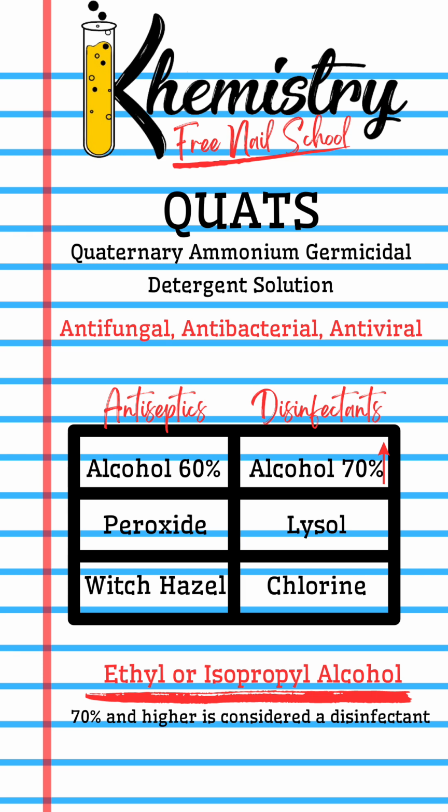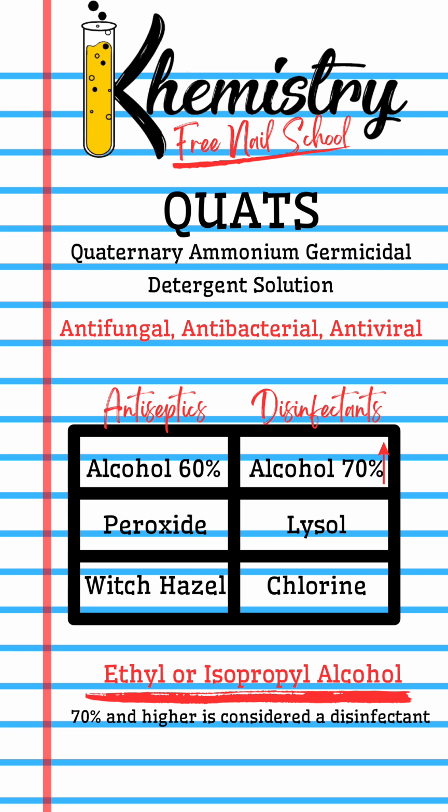I know that was a mouthful, so let's break it down in simpler terms. So for a quat, three things to remember. It's antifungal, antibacterial, and antiviral. And I made this little chart here so we can have a list of what's antiseptic and what's a disinfectant. So antiseptics for us is going to be alcohol, so your normal rubbing alcohol if it's 60%, okay? Peroxide and witch hazel. When we're talking disinfectants, alcohol that is 70% or higher is considered a disinfectant.